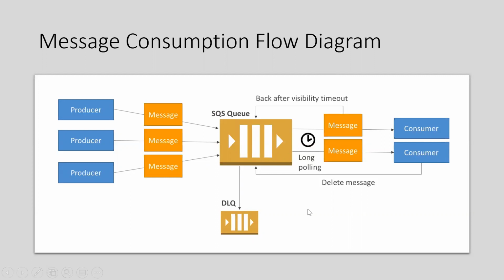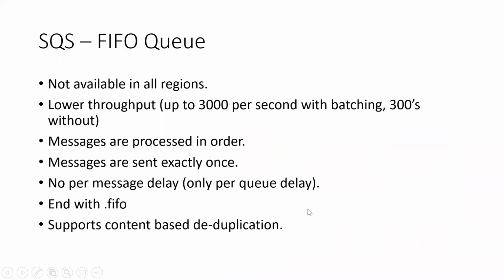Morning. Yeah. Okay, so let's move to the SQS FIFO queue. This FIFO queue is a new service. We have two types of queue, standard and FIFO, and in between we have a delay queue. But the FIFO queue is a new service, so it is not available in all regions. Mostly it is available in the Northern Virginia region for now.